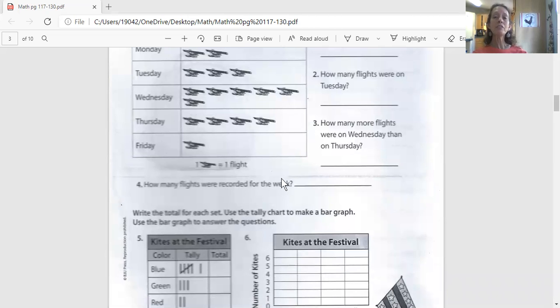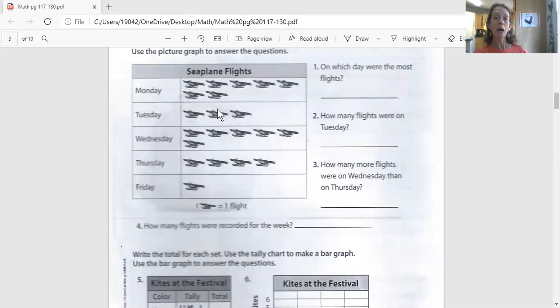Next one says, how many flights were recorded for the week? How many means in all. Jamia, if I say in all or all together, is that an addition word or a subtraction word? That's an addition word. I'm putting all of them together. So I need to count how many were on Monday, plus how many were on Tuesday, plus how many were on Wednesday, plus Thursday, plus Friday.